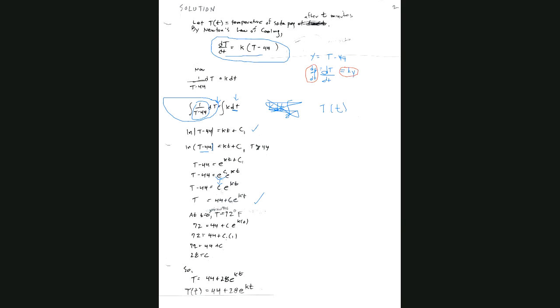Okay, all right. So this expression for the temperature of the soda pop, we can't use it right now, because we have two unknown constants here. In order to use this expression, we need to solve for those unknown constants. So we need to use two pieces of information, two initial conditions. What's one of the initial conditions?